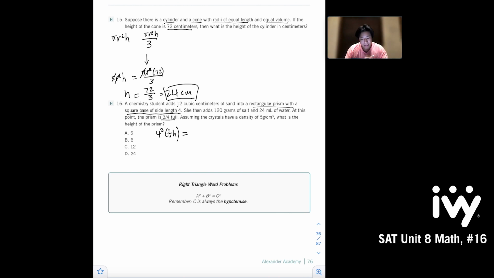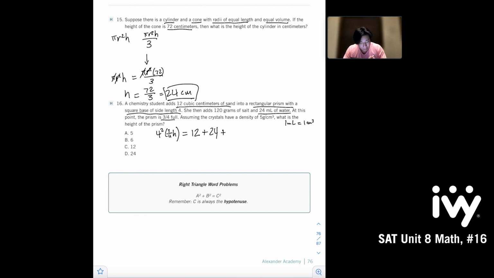And we know this is going to be equal to whatever we added in. So first there's 12 cubic centimeters of sand. So let's add 12 cubic centimeters. And then let's go ahead and add our 24 milliliters of water. And we know that 1 milliliter of water, let's just write this down, 1 milliliter of water is equal to 1 cubic centimeter. So this is just 24 cubic centimeters of water as well.